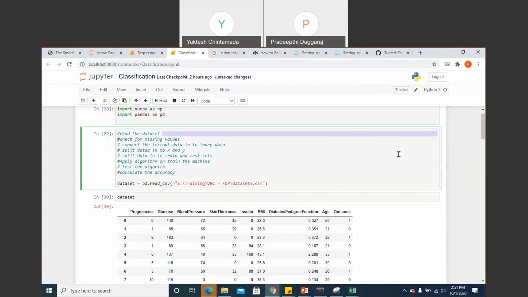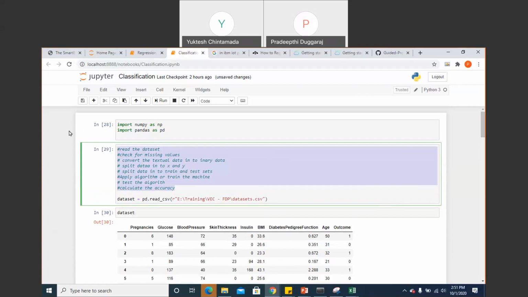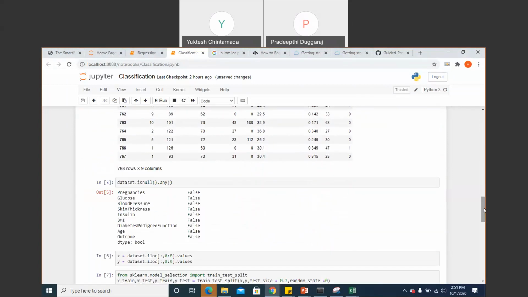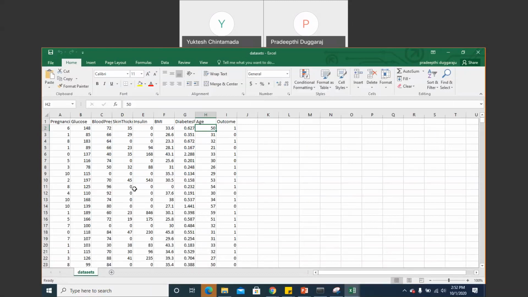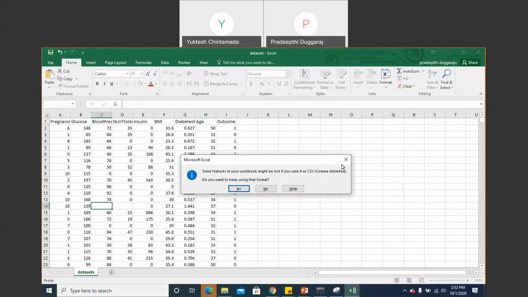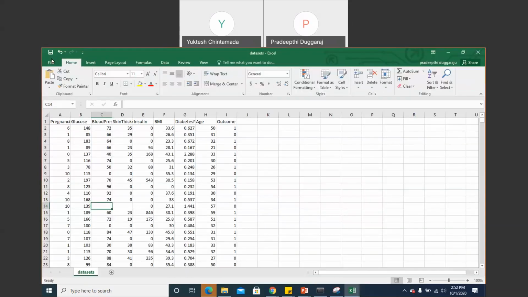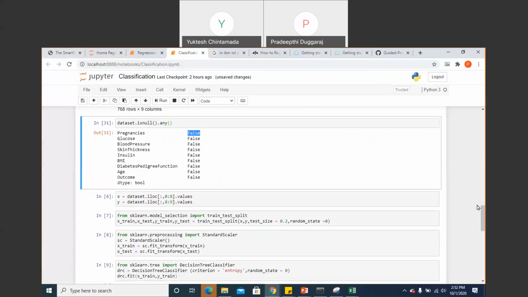Now the next step is checking for missing values. So how do you check whether there are any missing values or not? With the help of dataset.isnull().any(). Just execute this. Then you can see in the pregnancies column, it is showing False. In the glucose column, it is showing False. That means there are no missing values. If you check this data set, there is no cell which is empty. Suppose I just remove this, then this becomes a missing value. So in this data set, there are no missing values, so you can skip the replacing of the missing values.